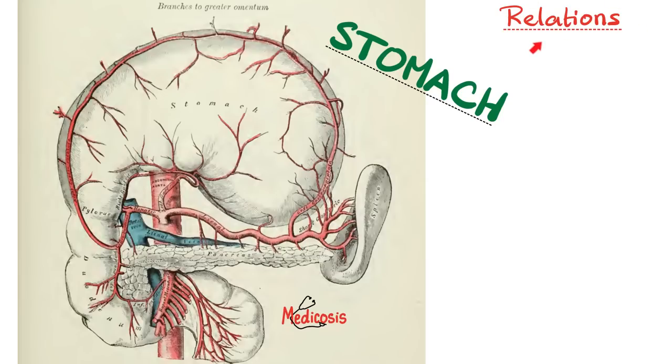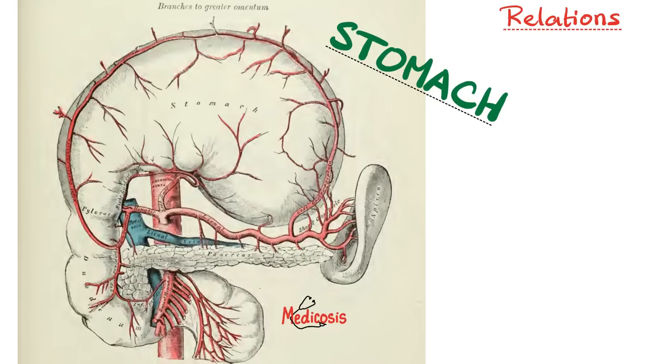Last, relations of the stomach. In front of the stomach, of course, we see the liver, we see the rib cage with the ribs and their costal cartilages. But how about behind the stomach? This is a diagram where the stomach has been removed or elevated or lifted up to see what's behind the stomach. Behind the stomach, there is the spleen, there is the splenic artery and the splenic vein.